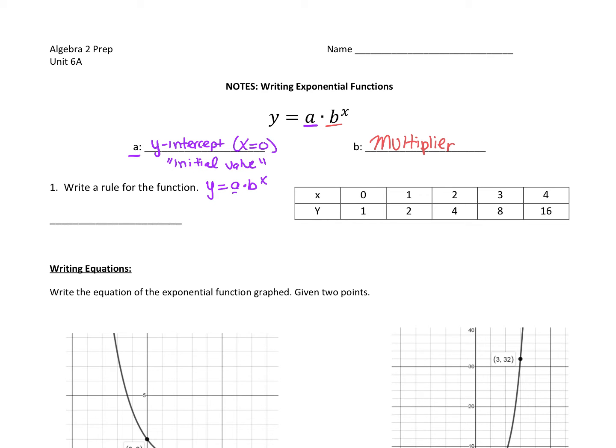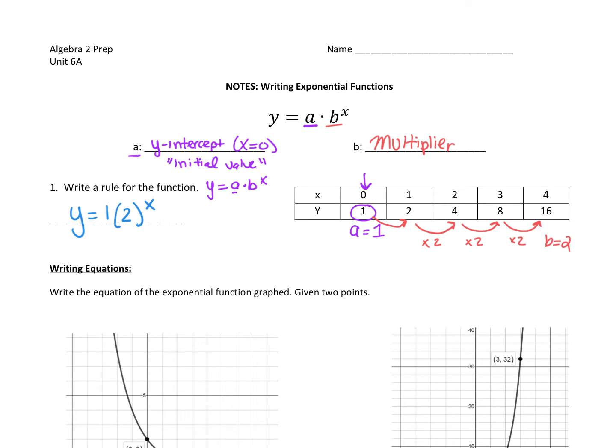First, I need to identify my a value. Well, I can see that my x is 0 right here. So this is my y-intercept, and so I know that my a is 1. Then to figure out my multiplier, I need to see how am I going from 1 to 2, 2 to 4, 4 to 8, 8 to 16. And I'm multiplying by 2 every time. So that means my b is 2. So when I go to write my equation, y equals a, which is 1, times b, which is 2, to the x power.